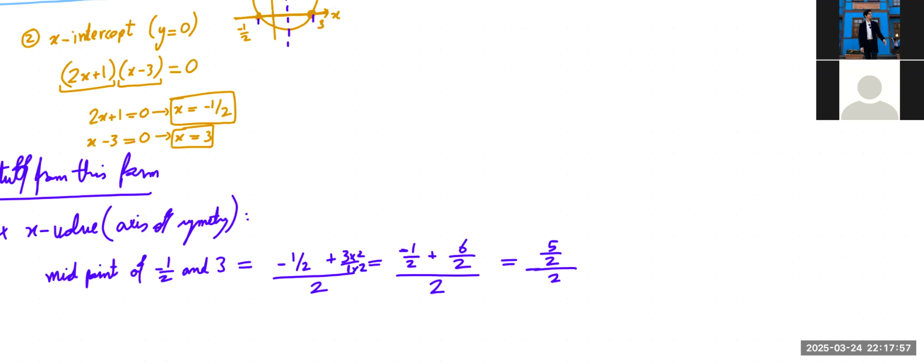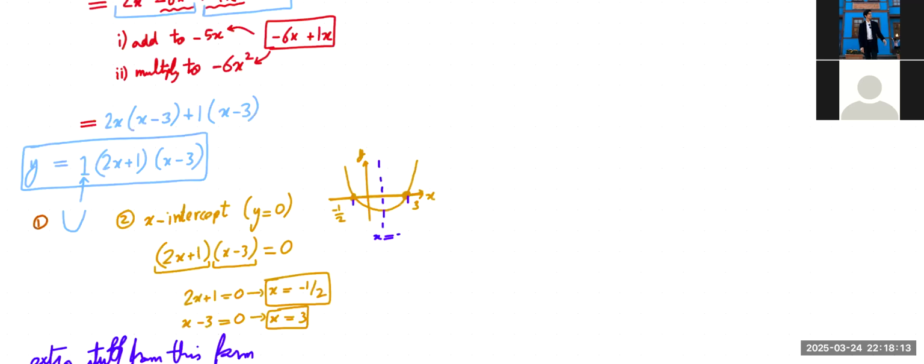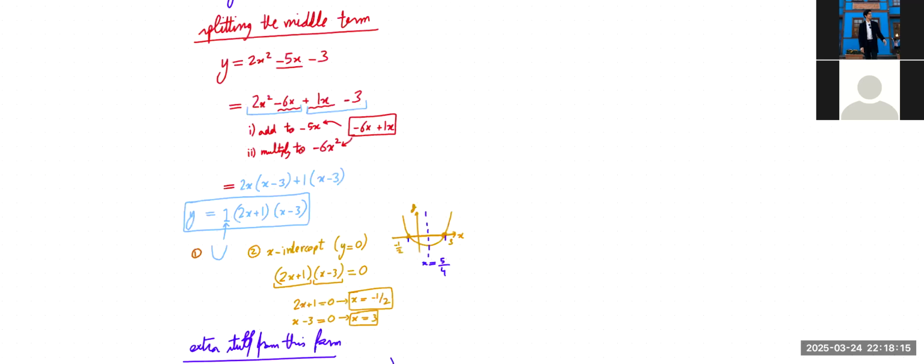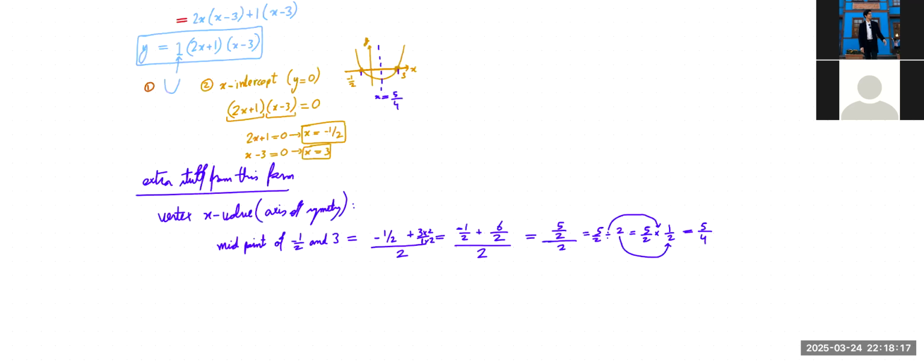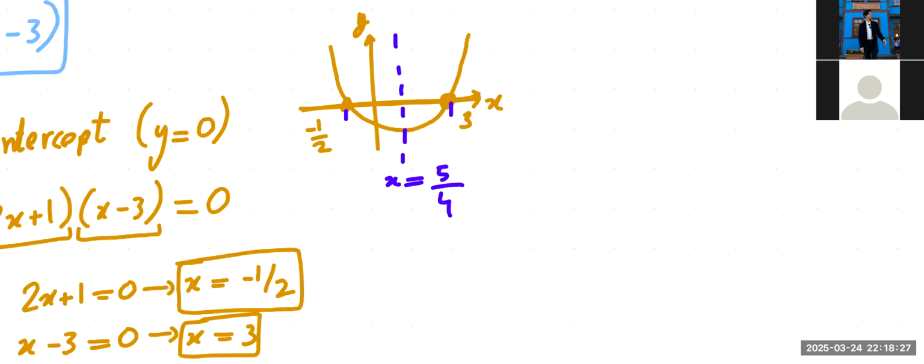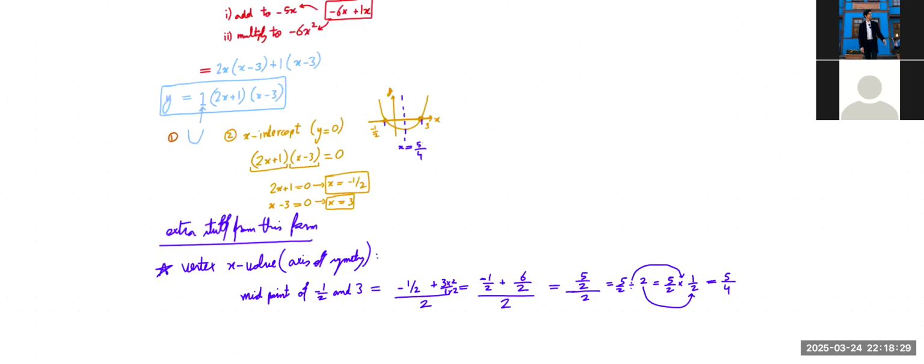Since 5 over 2 divided by 2 is the same as 5 over 2 times 1 over 2. As I said, you can convert a division to a multiplication by flipping the second thing. This will give you 5 over 4. So your axis of symmetry is x equals 5 over 4. As I said, by doing a little bit of handiwork, you can find out the x coordinate of the vertex. If you're smart enough, you can find everything about the parabola. And the other thing you can find out is the y-intercept.